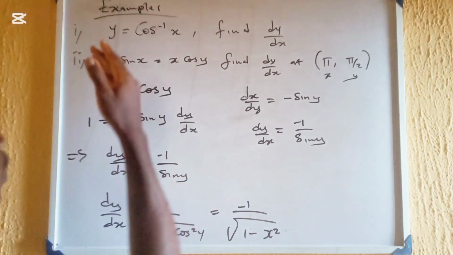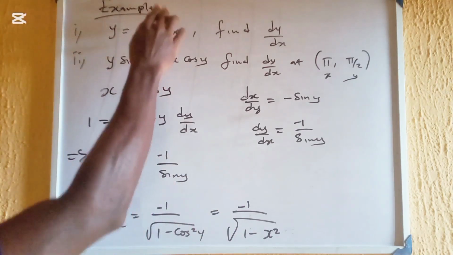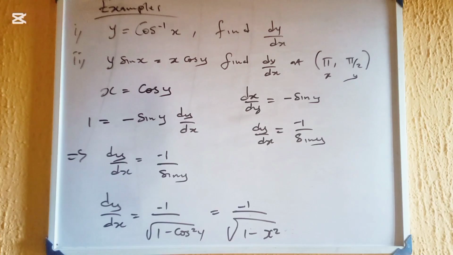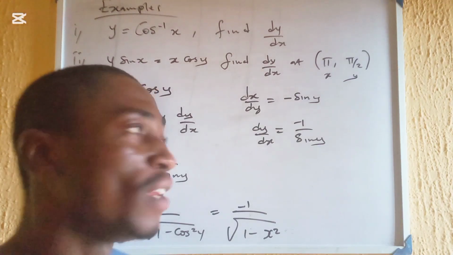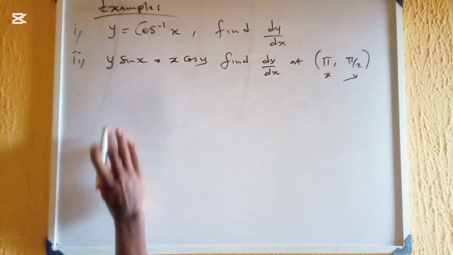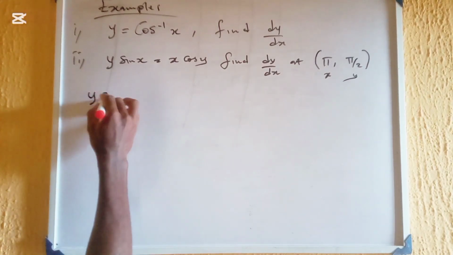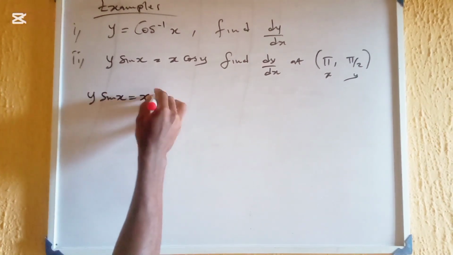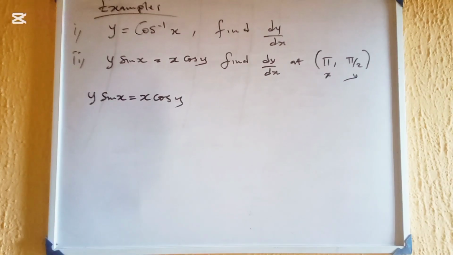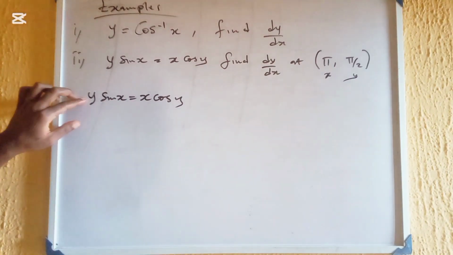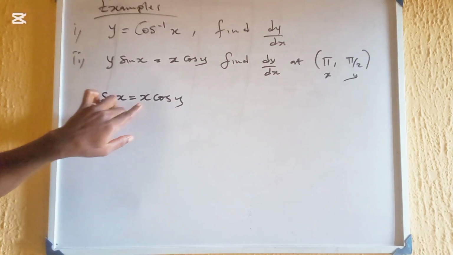So when you are given y equal to cos inverse of x, this is the derivative. You can try for y equal to sin inverse of x. For the second one, we'll have y sin x is equal to x cos y. Now you can see it's very difficult to make y the subject of the formula here, because here we are having y sin x and here we are having x cos y.